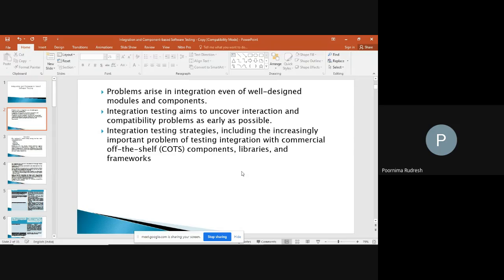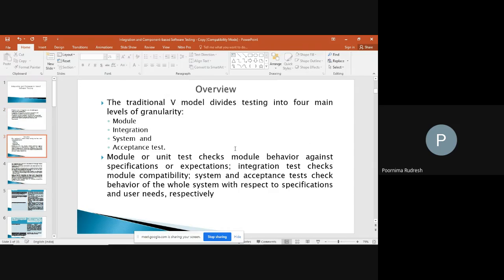Why are we concentrating on detecting those problems as early as possible? Because once we detect them, we can solve them early, so that the cost required to solve them will be minimum. For that purpose we are identifying the interaction and compatibility problems as early as possible. So in this chapter you are going to study integration testing strategies. We'll see the overview of integration testing.